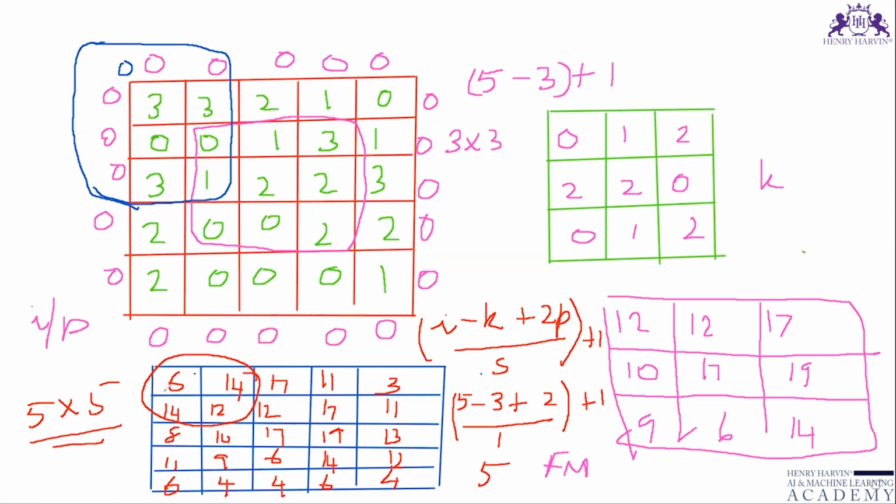Yes, 6 plus 14 plus 14 plus 12 divided by 4. 17 plus 11 plus 12 plus 17 divided by 4, right? So I think it is clear to you, right? So now we know how to get the feature map and how to do padding, right? And let me tell you about striding also, right?